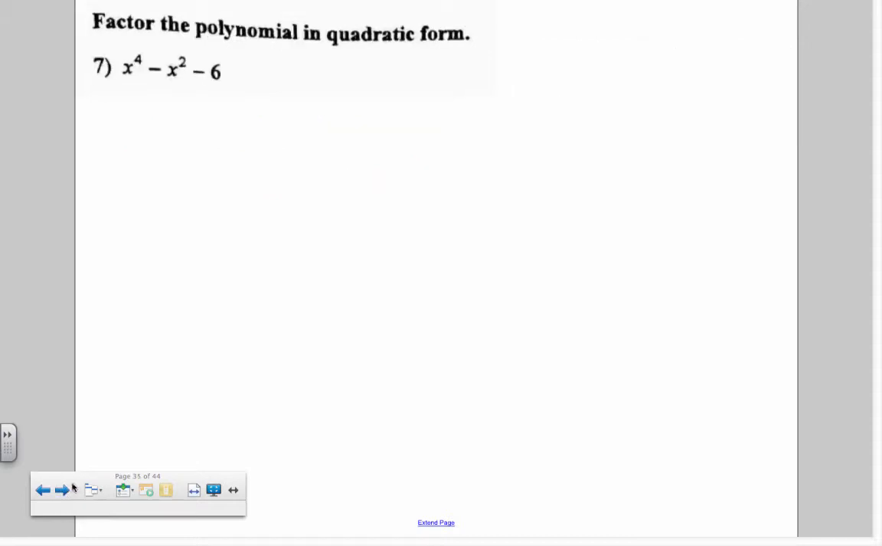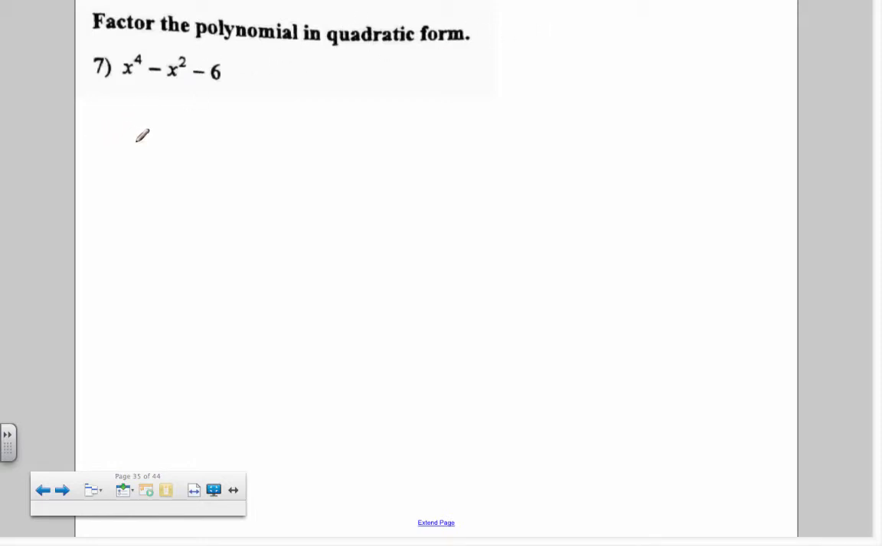On the back of the sheet, we are factoring a polynomial in quadratic form. Okay? Let's go ahead and factor this. We have x to the 4th minus x squared minus 6. And I need to factor this in quadratic form.